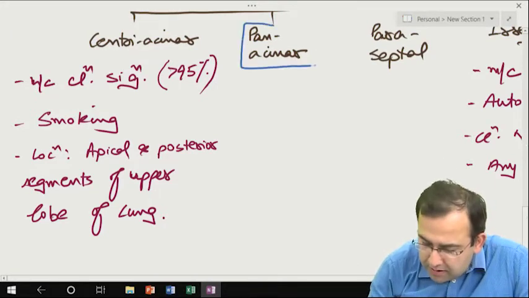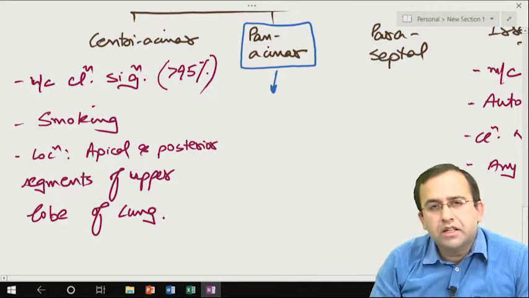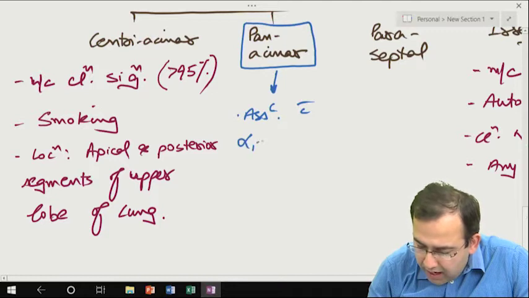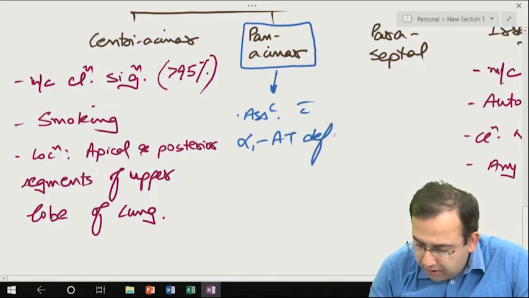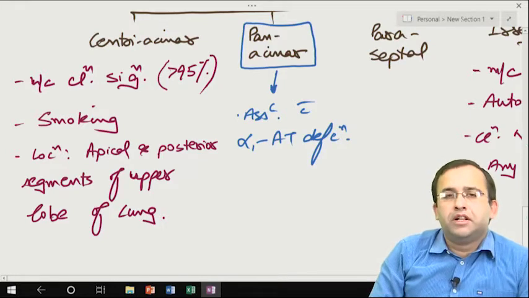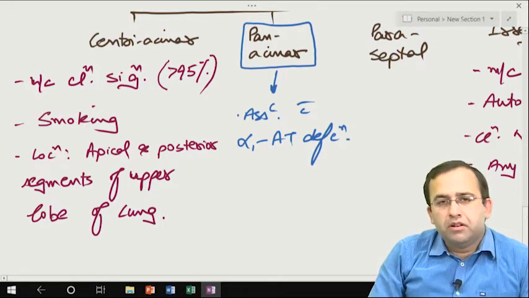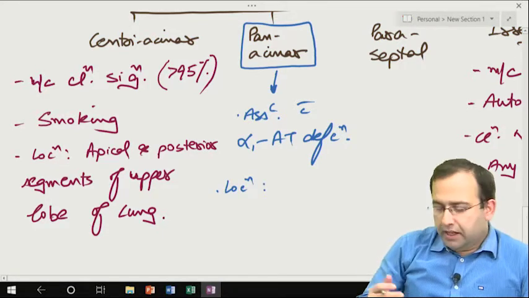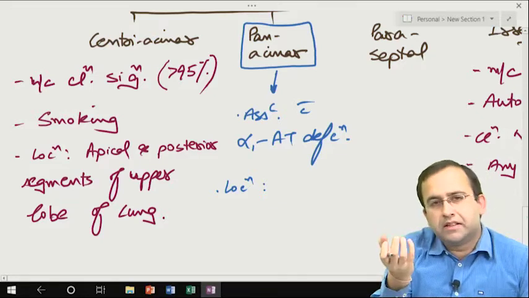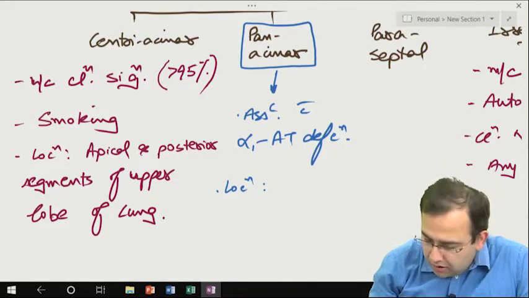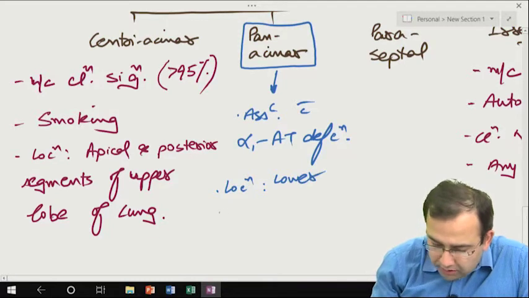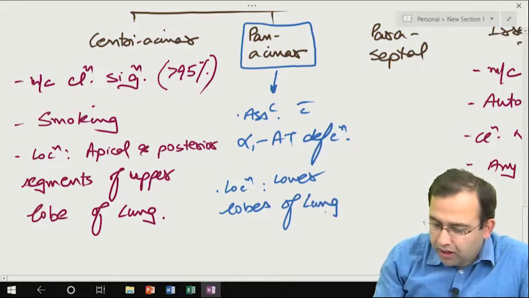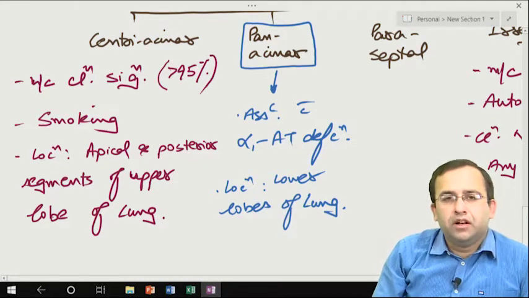Next, panacinar emphysema. This is associated with which disease? It is associated with alpha 1 antitrypsin deficiency. Extremely important. Next point, location. Easy to remember. Panacinar, the whole acinus is involved, so it comes and settles down. Location: lower lobes of the lung. That is panacinar emphysema.